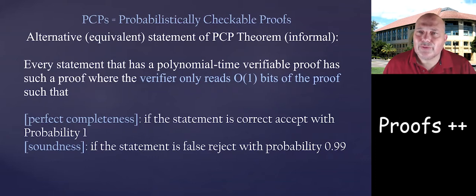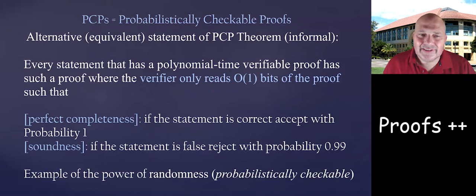So why are we calling it PCPs? These are proofs that we don't verify deterministically. We don't go over them one statement at a time, but instead we verify them probabilistically. We sample them in a few places randomly, and we have some good probability of being correct. Pretty amazing statement if you think about it, and I do recommend that you think about it. So this is an example of the power of randomness, and we're actually going to talk more about randomness in one of the future videos.